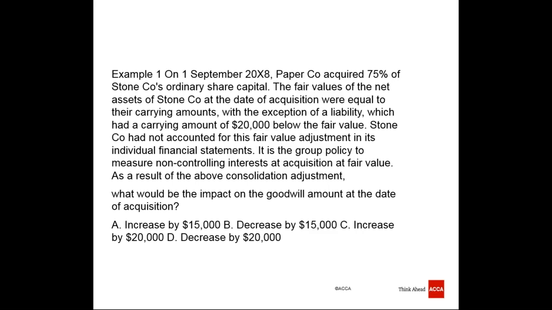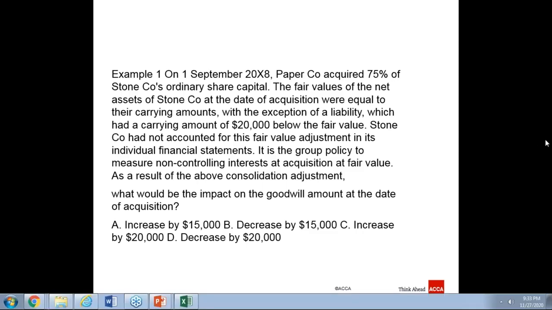So when you increase the value of the liability, what will be the impact on the net assets? If we increase the liability, what will be the impact on the net assets? Whether it will go up or down. If we increase the liability, the net assets will go down. Very good. So when the fair value of net assets decreases, it will increase the goodwill.